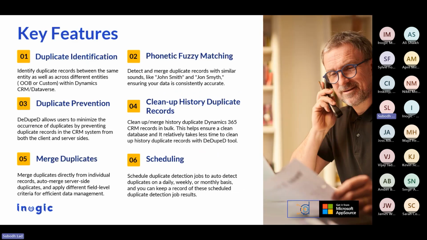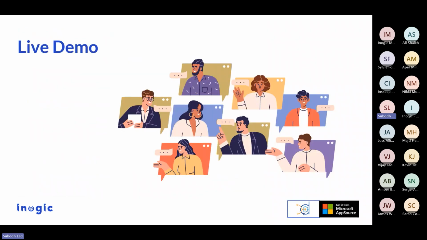Now we'll just quickly hover over some of the key features that we have in DeDupe that I will be taking you through in the live demo section. So some of these are duplicate identification. We also have phonetic fuzzy matching. We have duplicate prevention. We can clean up your history, like clean up historical duplicate records. We can also merge duplicates, and we also have a scheduling aspect in DeDupe that I'll take you through as well. Now, without further ado, we'll just start with the live demonstration of DeDupe.